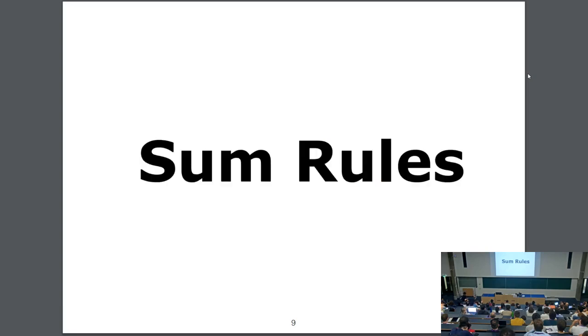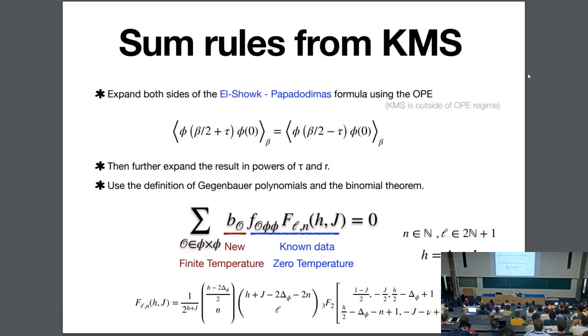So let's start with the sum rules. So first of all, we start with KMS, and in particular, we start with KMS as it appeared in this paper. And the reason why we start with this is that we want to be inside the OPE regime. So the thing that I said one needs to be careful about. And with a little bit of manipulation, you can bring this equation in this form. Let's look at this form.